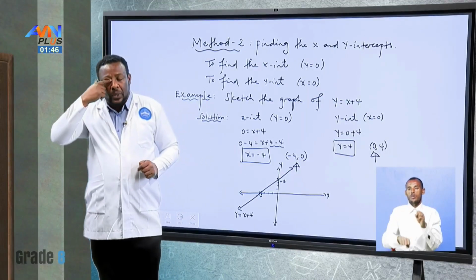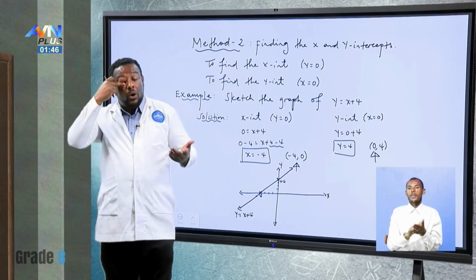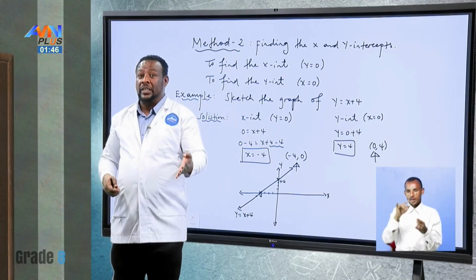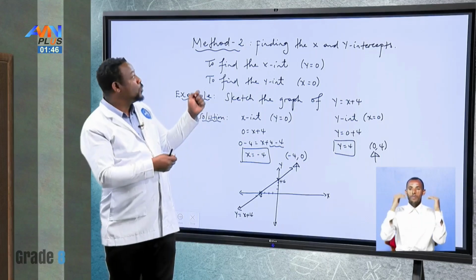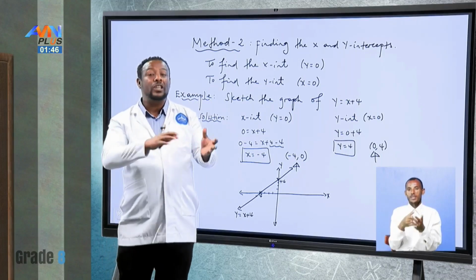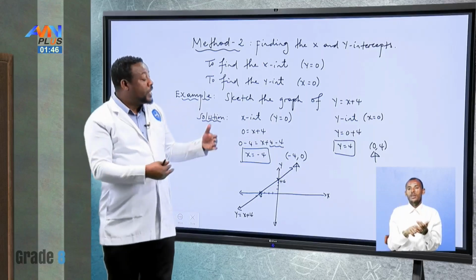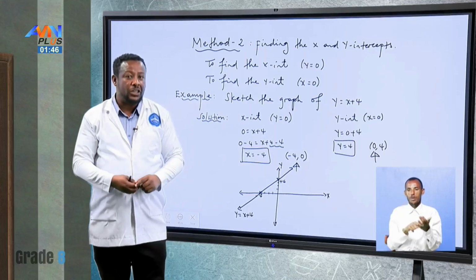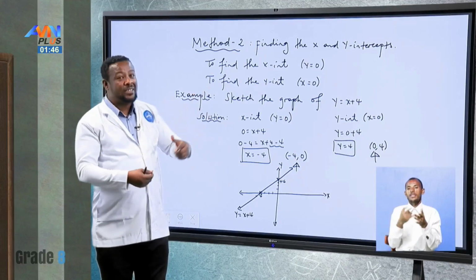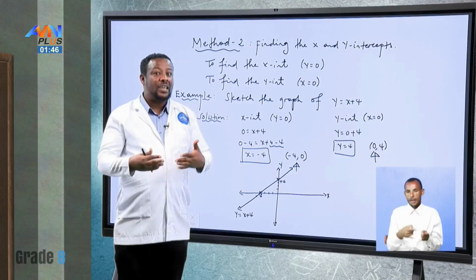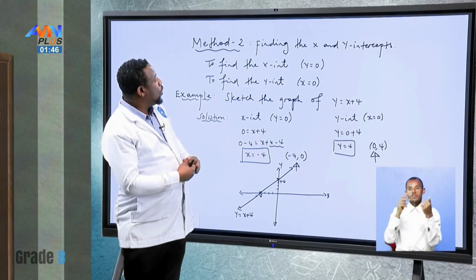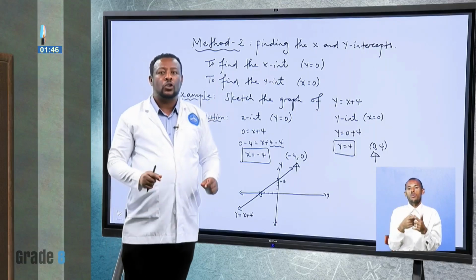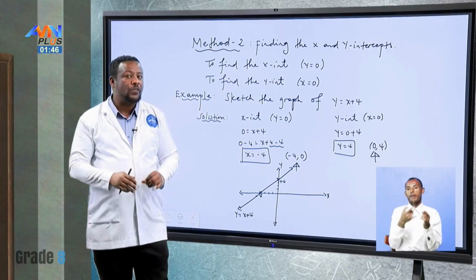So here we see that in method 2 we only need 2 points, and in method 1 we needed 3 points. I hope you prefer to use the second method because it requires only 2 points. It requires only the x and the y intercept. So using those 2 points, you can sketch the graph. So this method is a method that I think is time-saving. So hopefully you prefer to use method 2. Anyways, you are free to use whatever method that you prefer to sketch.